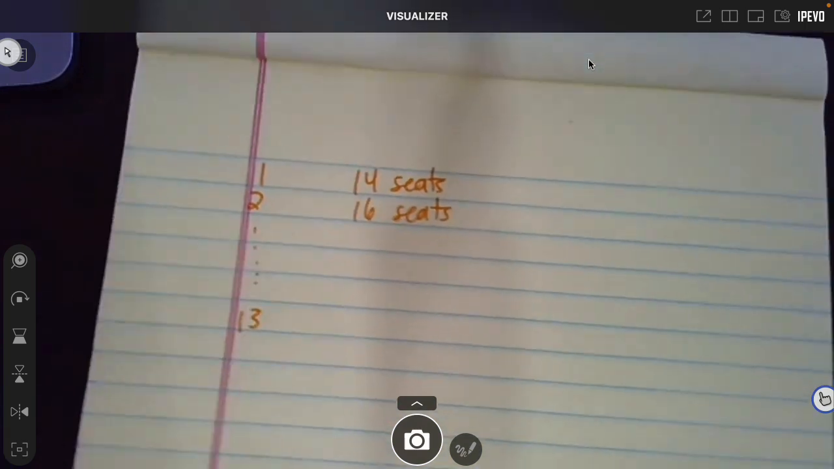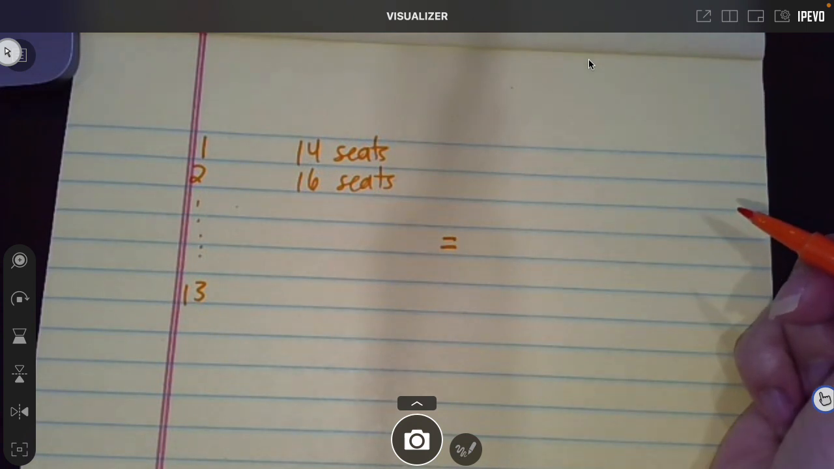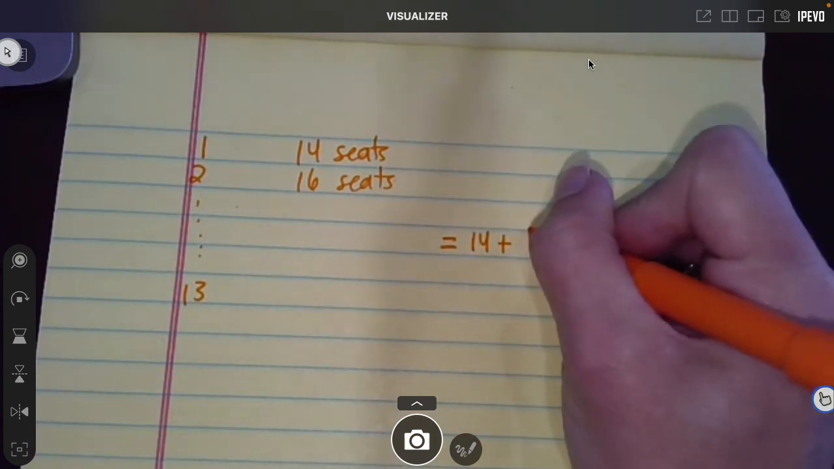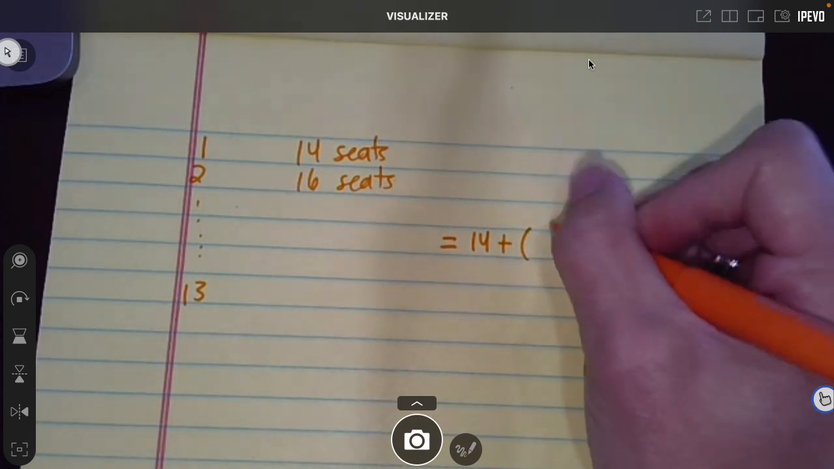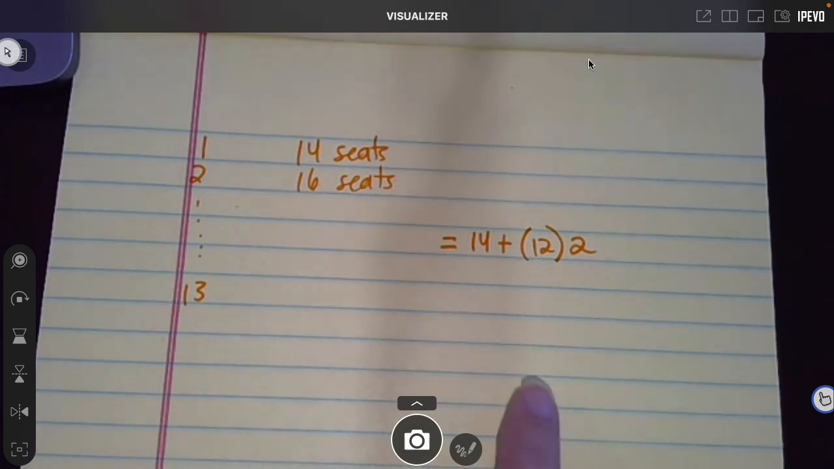So we can write our formula to find this, and it's, what's our starting number? 14 plus n minus 1. 13 minus 1 is what? 12. Times what's our common difference? 2. Does that make sense, y'all? They just kind of give us a word problem, or they gave us a picture, really.